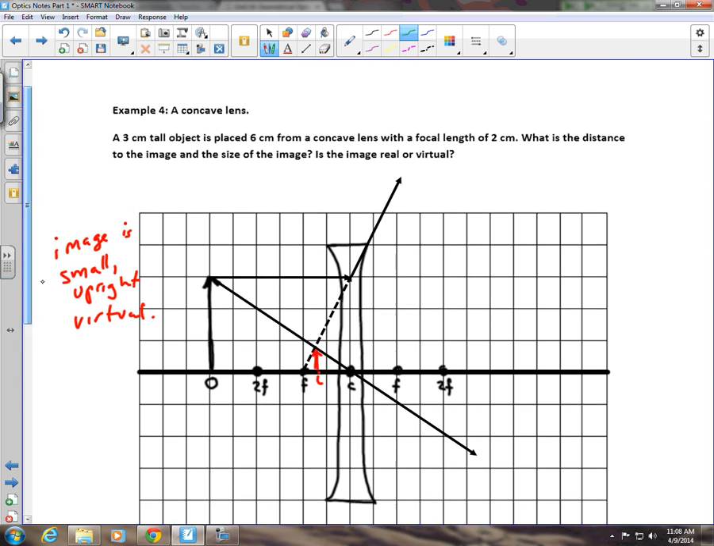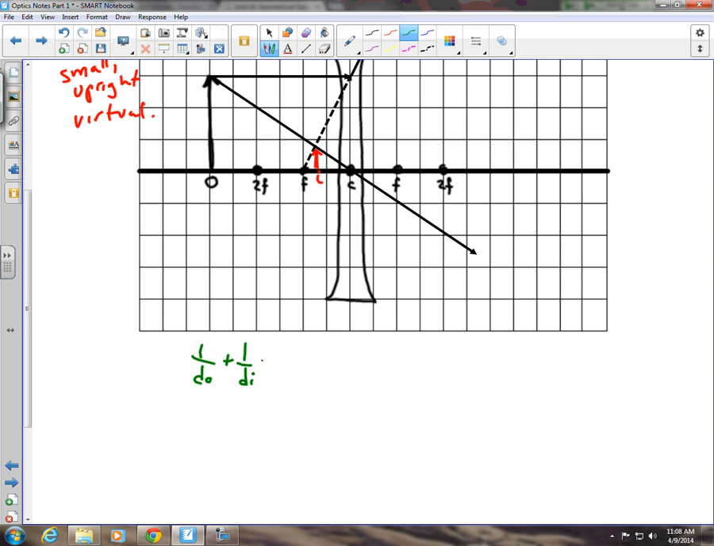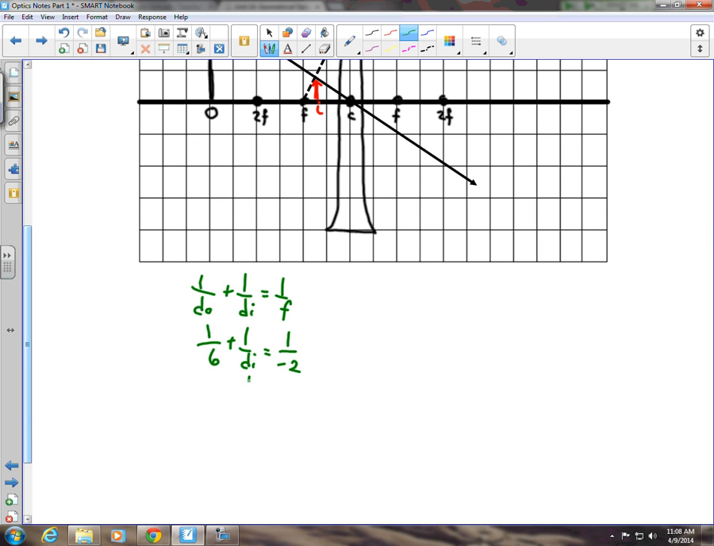Now, for this one, the trick is that it's a concave lens. We have to know that that is a diverging lens, so that F is negative. So F is minus 2 this time. Then our DO is 6, and our SO is 3. So when we do the math, 1 over DO plus 1 over DI is 1 over F. 1 over 6 plus 1 over DI is 1 over minus 2. Subtract the 1/6. 1 over DI is negative 1/2 minus 1/6, which is minus 3/6 minus 1/6, is minus 4/6.